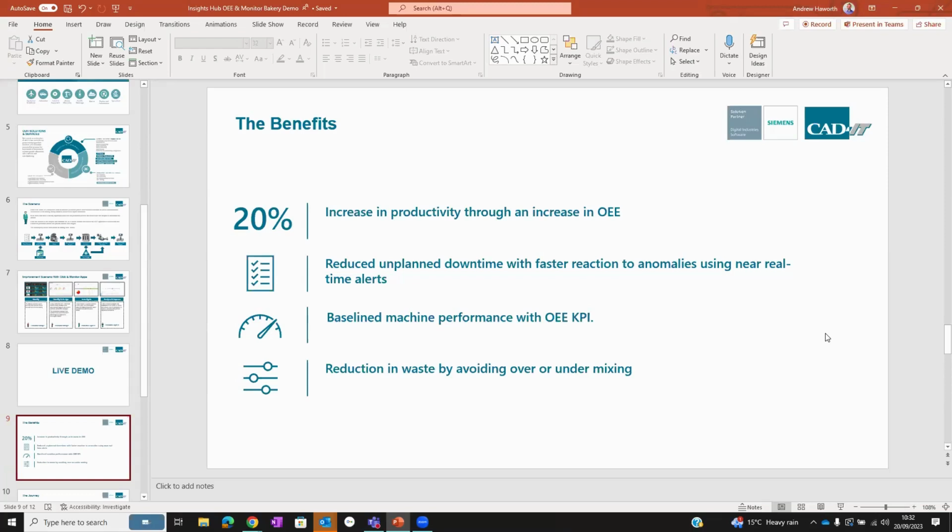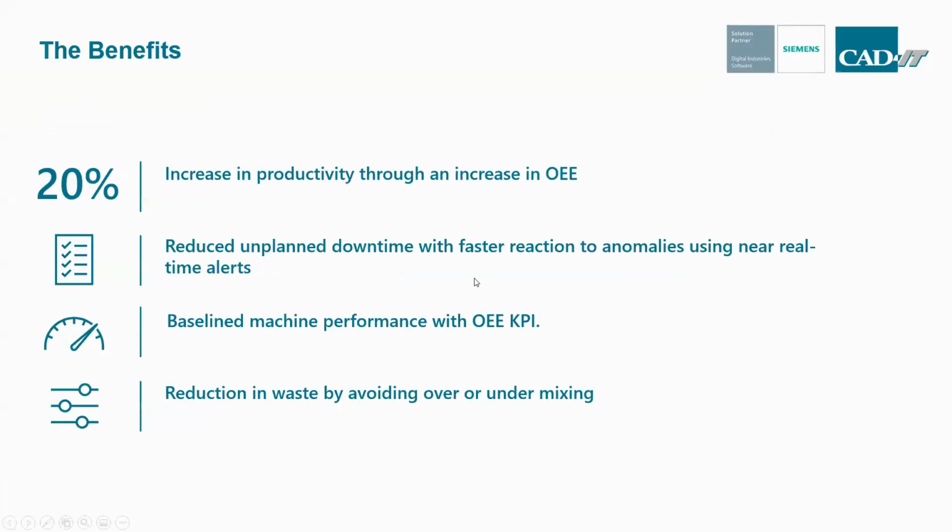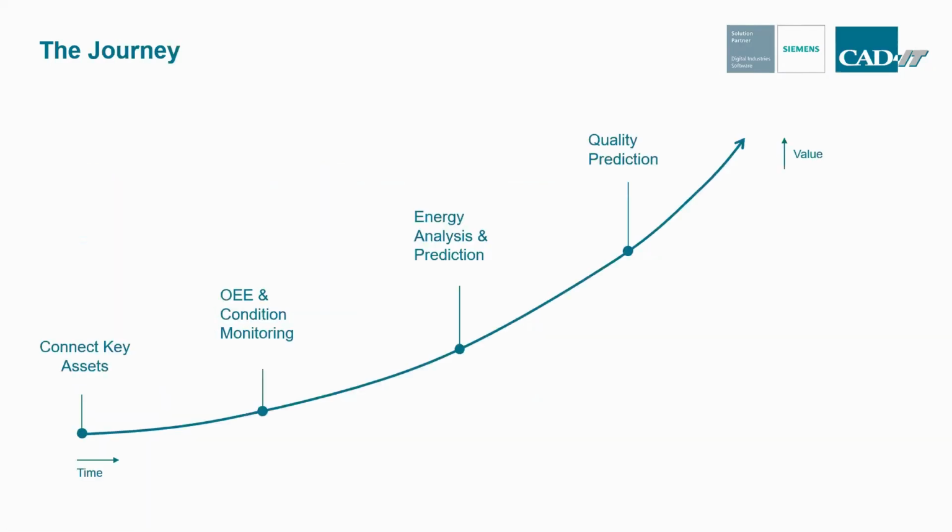But it also helps when you are actually looking to invest in new assets. You know, which are the assets which are commonly causing problems? How often are you getting regular motor faults or low oil errors? And you can compare that across assets and see which ones need more attention. And as you saw, a reduction in waste by avoiding over or under mixing can be a key outcome of making those adjustments and taking action.